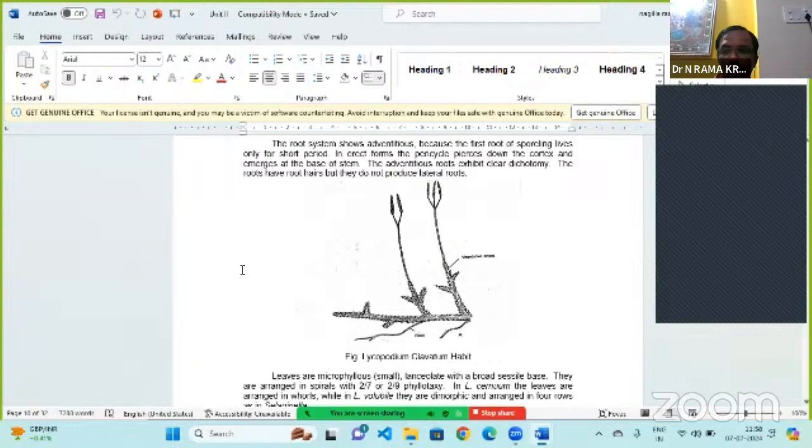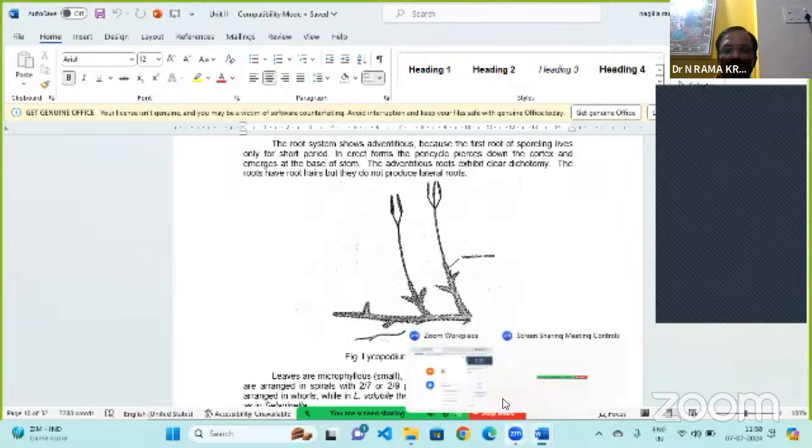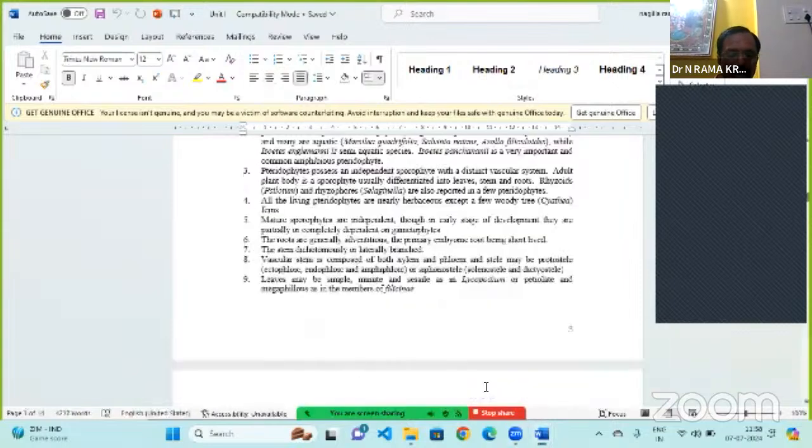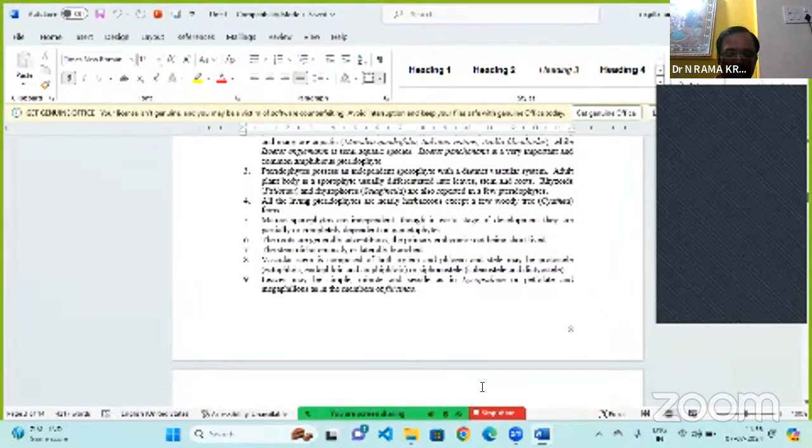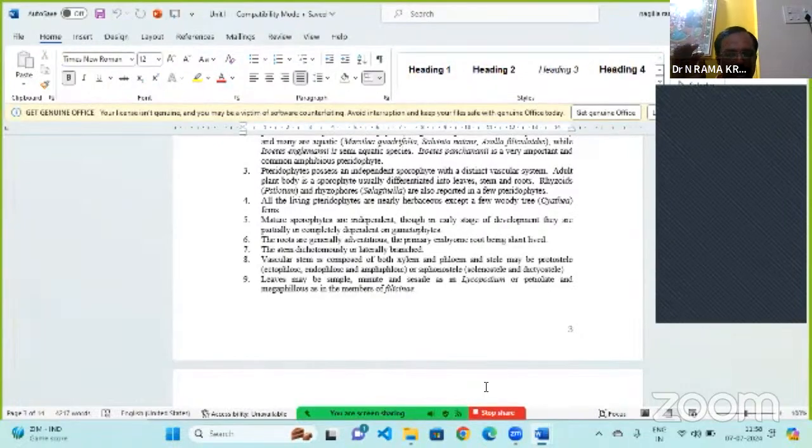Some forms have a stem that is often arborescent, growing up to 10 to 15 meters in height. The creeping horizontal stem may be subterranean, aerial, or epiphytic.